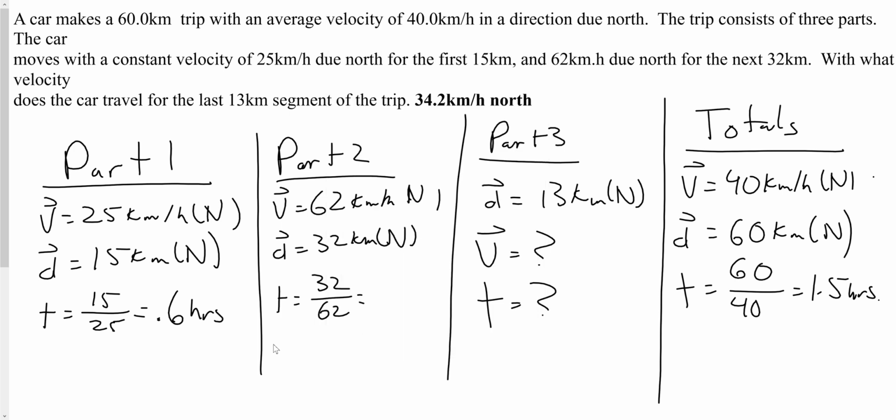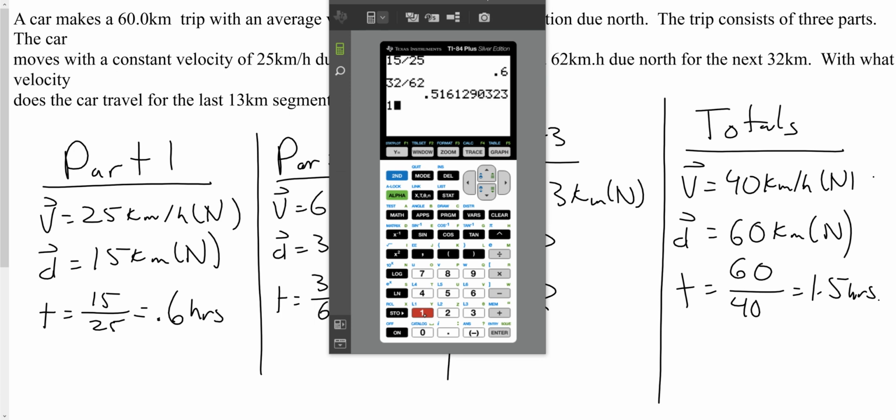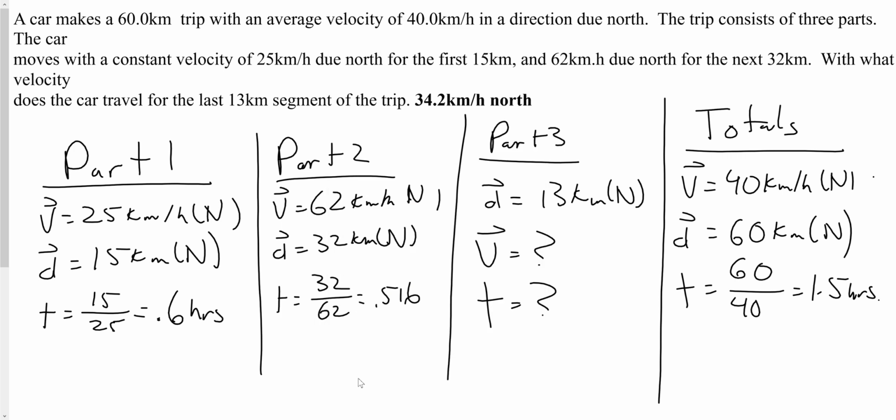I might not write them all, I never do on the board. I would write 0.516 and just leave it there, but I'm going to keep the number in my calculator. Now that I've got that, I can figure out what my leftover time is. I'm going to take my 1.5 and subtract that number, and then subtract 0.6 as well. So there's what's left. That's the time for part 3: 0.38387, and so on, hours. I'm not going to write all the decimals, I'll just keep the number in my calculator.